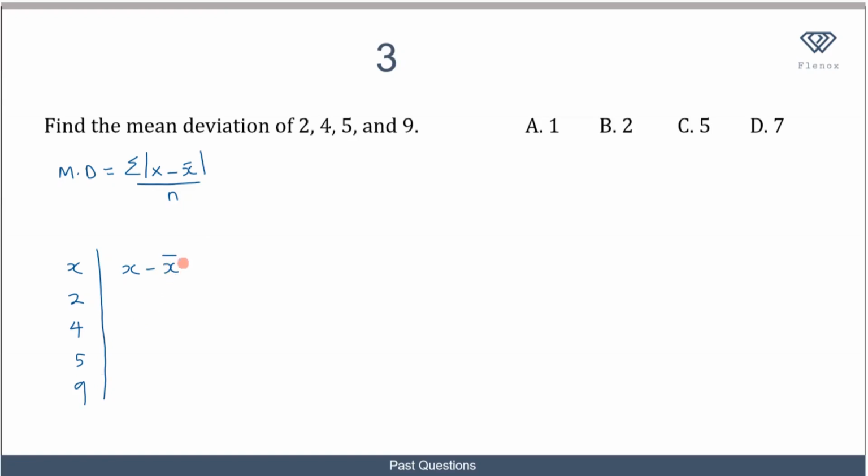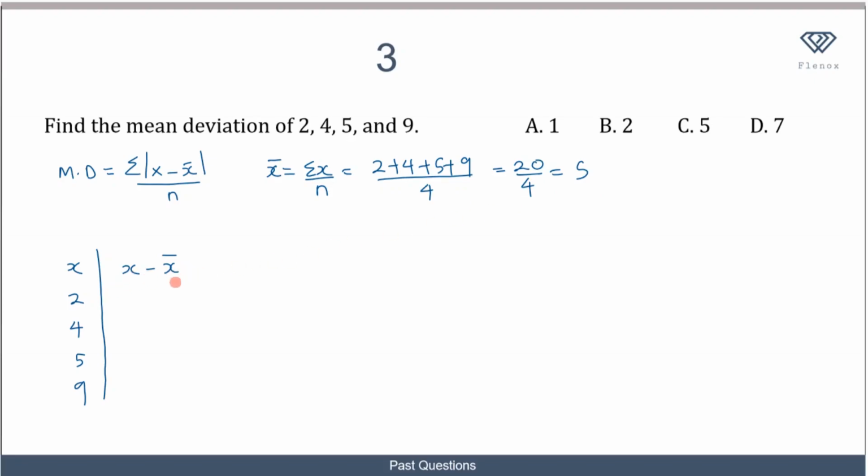But now we need to find x bar, which is the mean. So we know that the mean is just going to be equal to the sum of all these numbers over the total number there are. So that will be 2 plus 4 plus 5 plus 9 divided by 4. And what would that give me? That would be 20 over 4, and that is equal to 5. So my mean is 5.